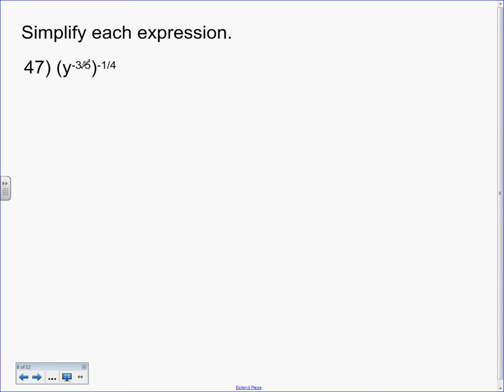Whenever you have a power to a power, what do you do? Multiply. You do not need a calculator to multiply those together. What did 2 negatives make? Positive. What's negative 3? Well, we already did that. What's 3 times 1? 3. 5 times 4. Does 3 over 20 reduce? Okay. You good? Okay.